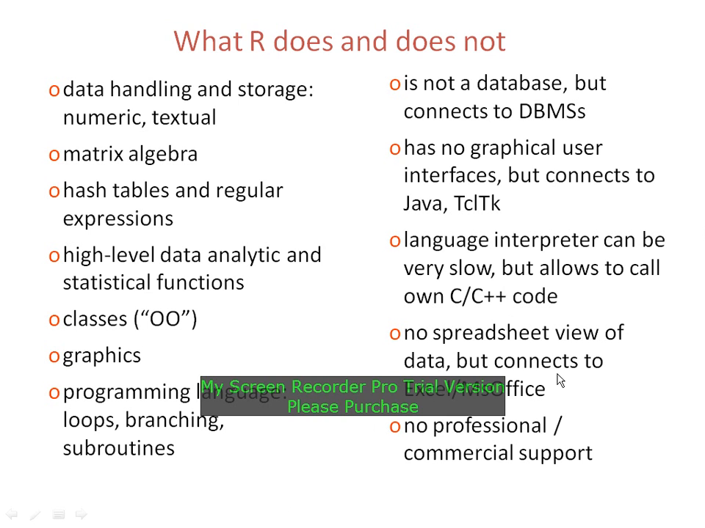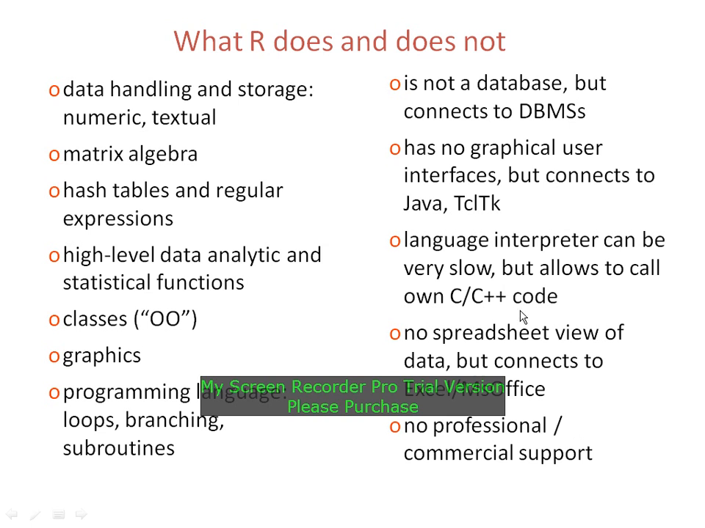No spreadsheet view of data but connects to Excel or MS Office. When we want to visualize the data in R, it provides only a listing feature, not a spreadsheet or MS Office like structure. It only lists the values in the data set row and column wise, but without any layout structure. There is no professional or commercial support, because this is free software and does not have any commercial support for purchase.